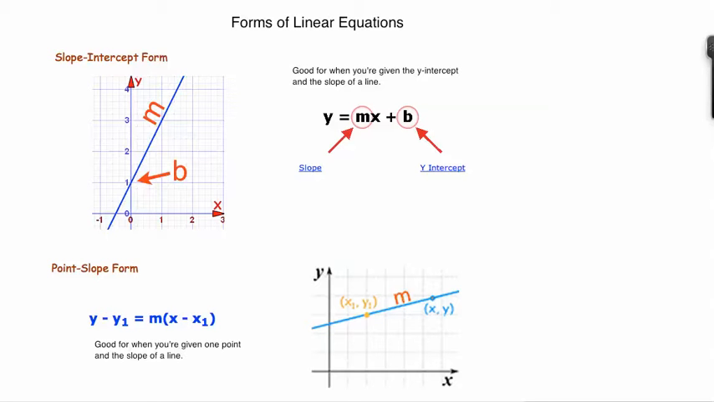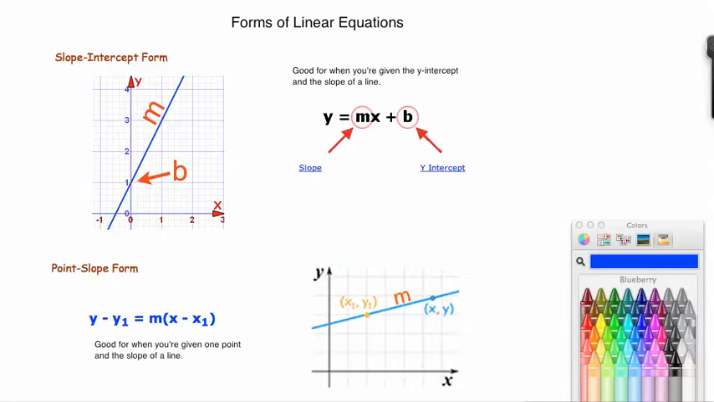In this video, we're going to talk about the different forms of linear equations. As a reminder, a linear equation means it's a straight line. Like this picture over here, it's a straight line, it goes on forever, but it's just going to have a y and an x in it, and then numbers.